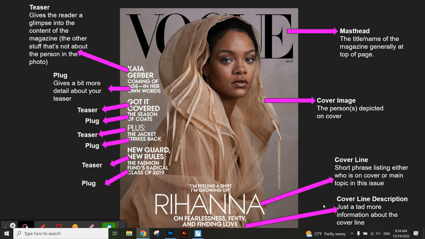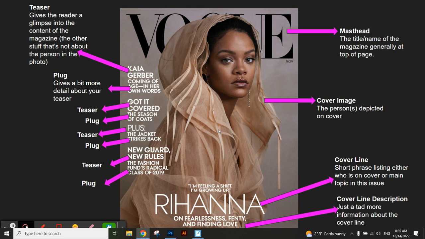So the one I want to focus on first is the one at the bottom here. What's the big giant piece of text here at the bottom of the magazine cover? Yep. And what's it say specifically? Rihanna. Perfect. So that's our cover line. And who happens to be pictured on the magazine? Perfect. So this big giant text, usually near the bottom of your page, the cover line, is going to be about that person who's on your front cover.